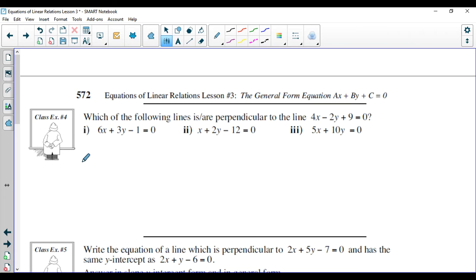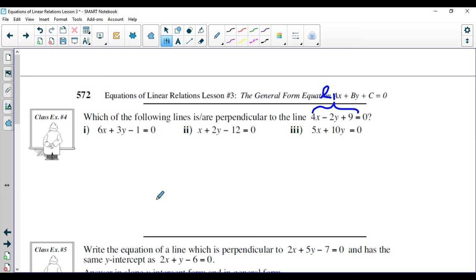Okay, this is going to start to get a little bit more complicated. So now it says, which of the following lines is or are perpendicular to the line 4x minus 2y plus 9 is equal to 0? Okay, I'm going to call this line number 1.